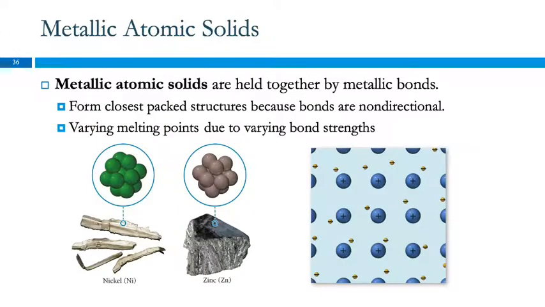Metallic atomic solids are very common. Anything metallic is going to be a metallic atomic solid. So here we have individual metal atoms, and they're held together by metallic bonds, that electron sea model. And that's a pretty strong bond in general, so metals typically have high melting points, but then there are things like gallium and mercury that melt at much lower temperatures. So there's variation.